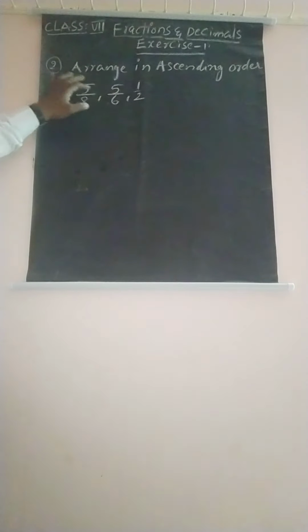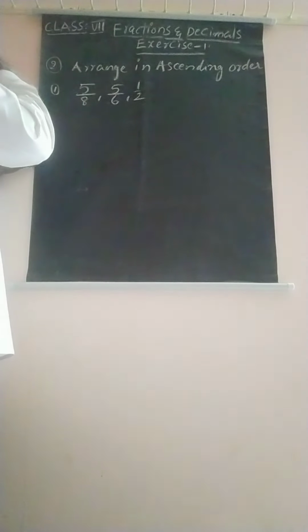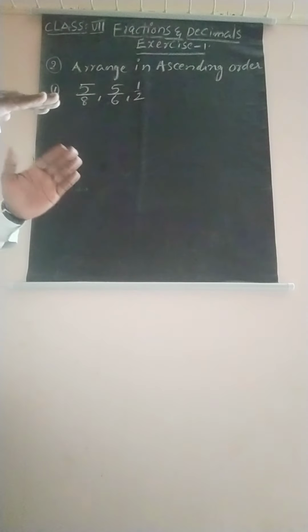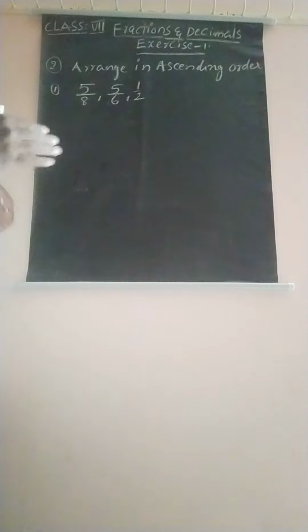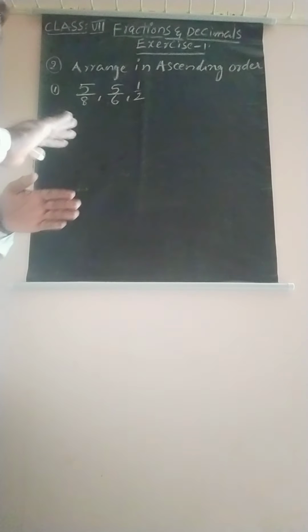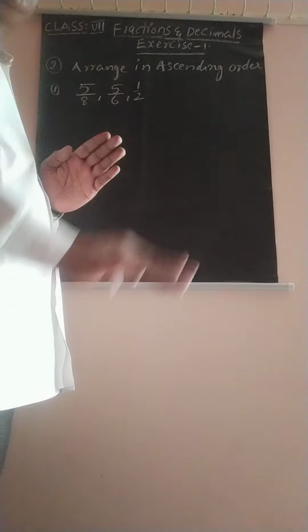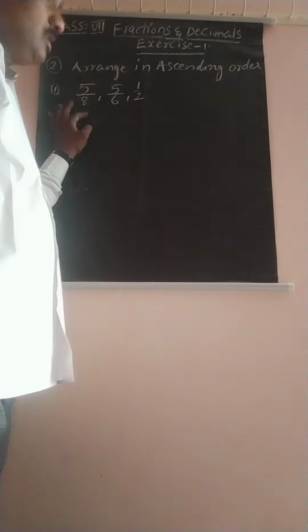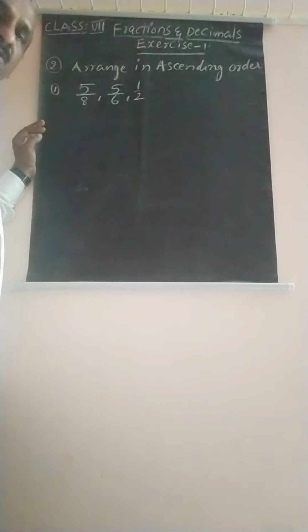If you observe, all are proper fractions, because the numerator is less than the denominator. Whether proper or improper, how can you arrange fractions? First, convert all the fractions into like fractions. Then it is easy to say which is bigger and which is smaller. Ascending means from small fractions to bigger fractions. That is ascending order.